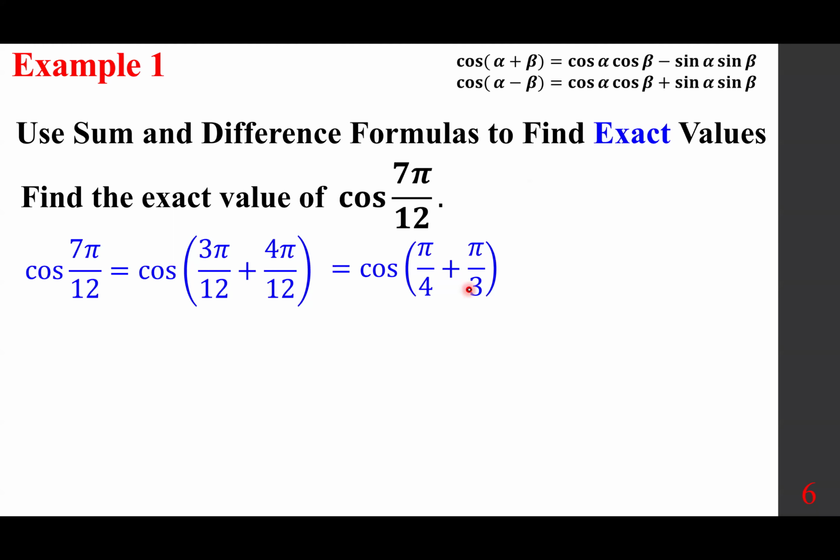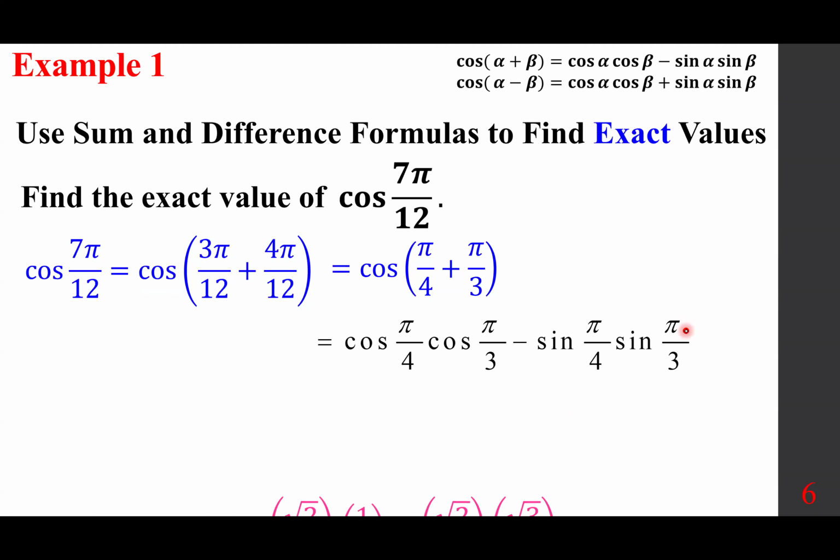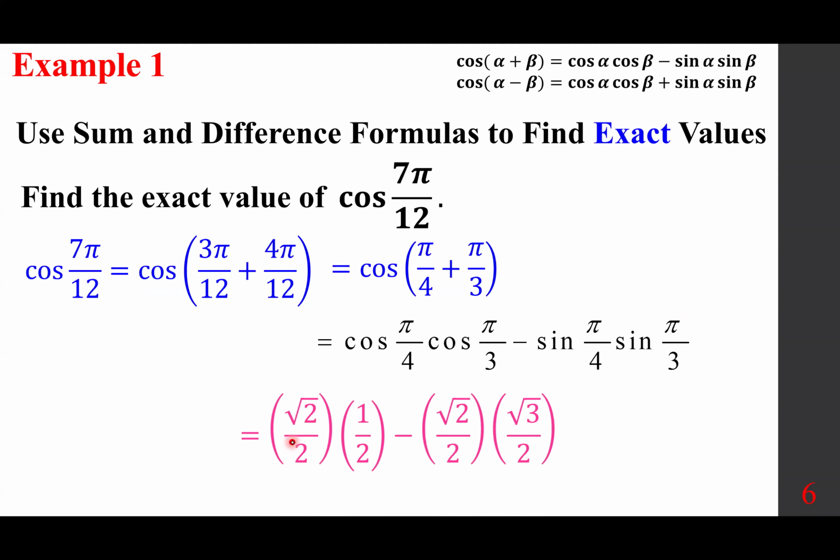Cosine of alpha plus beta: cosine alpha cosine beta, cosine of pi over 4, cosine of pi over 3, minus sine alpha sine beta, minus sine of pi over 4, sine of pi over 3. And they're common arcs. So this is square root of 2 over 2, this is 1/2, minus square root of 2 over 2, square root of 3 over 2. And so all of them have the same denominator 4. So this is square root of 2, this is minus square root of 6. And that's the final answer, everybody.